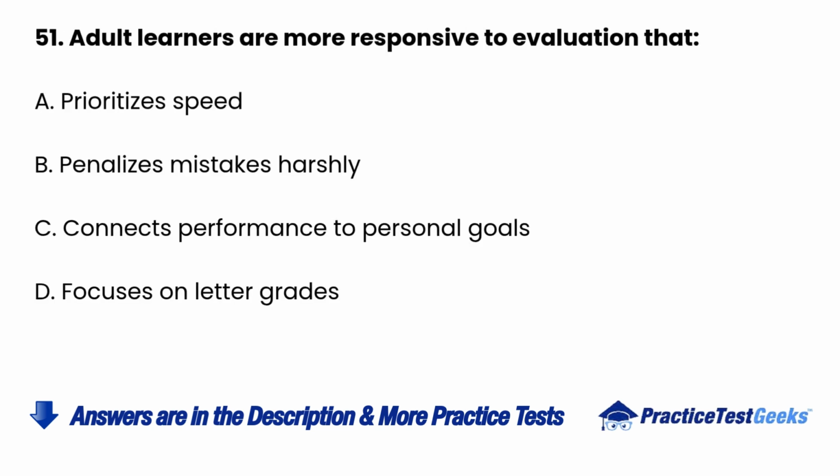51. Adult learners are more responsive to evaluation that: A. Prioritizes speed. B. Penalizes mistakes harshly. C. Connects performance to personal goals. D. Focuses on letter grades.